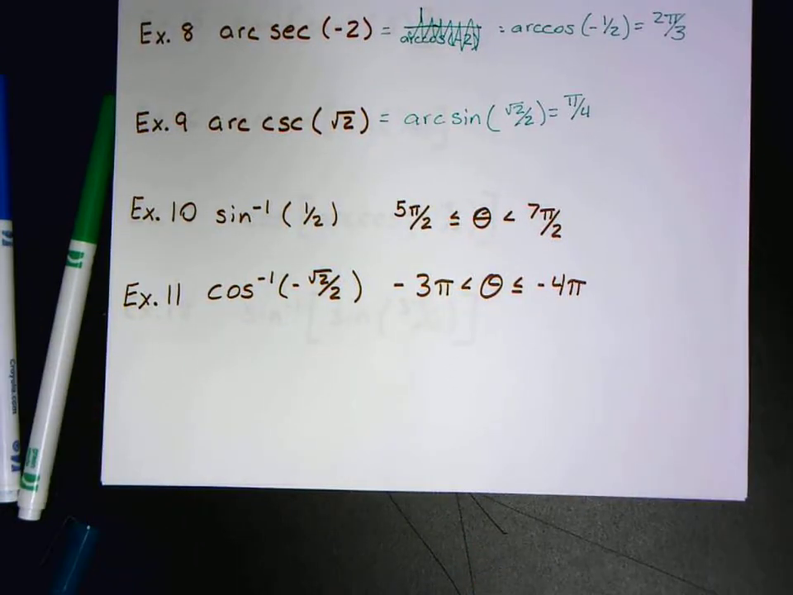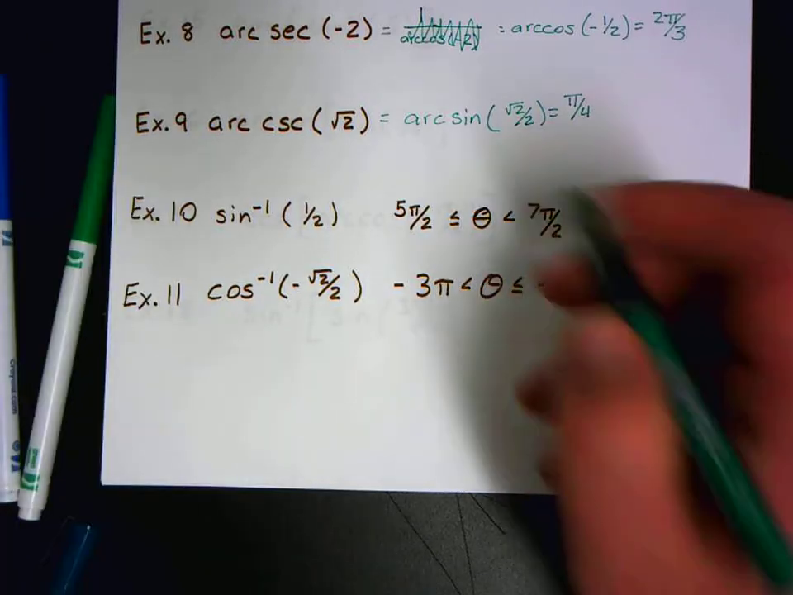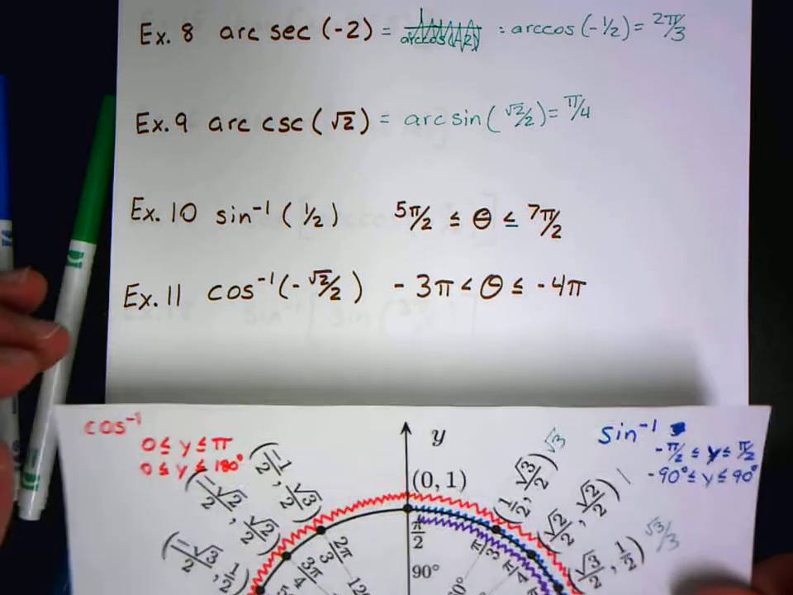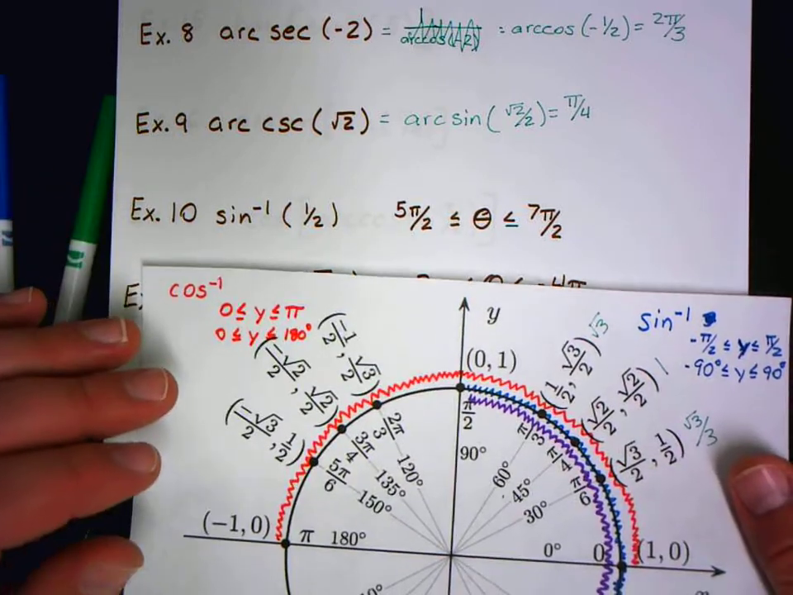How about arc sine of 1/2, but I want to change where I'm defined at. I want you to find arc sine of 1/2 in between 5 pi over 2 to 7 pi over 2.